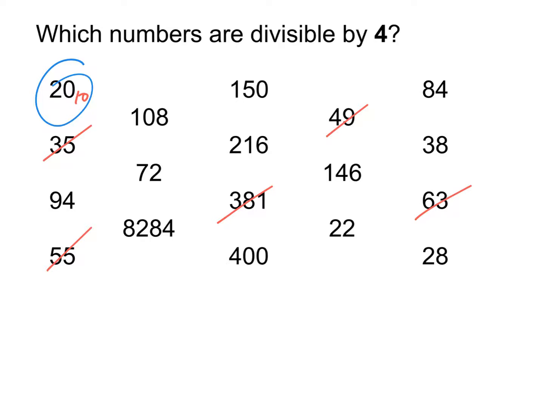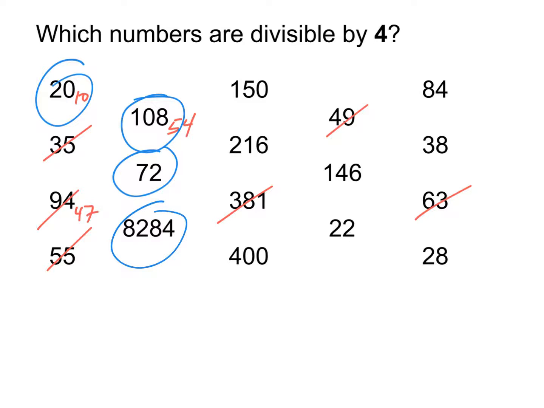So 94. If I divide 94 by 2, that gives me 47. Can I divide 47 by 2? No. So not divisible by 4 then. Next up, 108. 108 divided by 2 is 54. Is 54 divisible by 2? Yep, so that one works. 72, can I divide that by 4? All right, so 72, that one does work. 8,284, can I divide that by 4? Yes, we can, because I can divide it by 2 and divide it by 2 again.